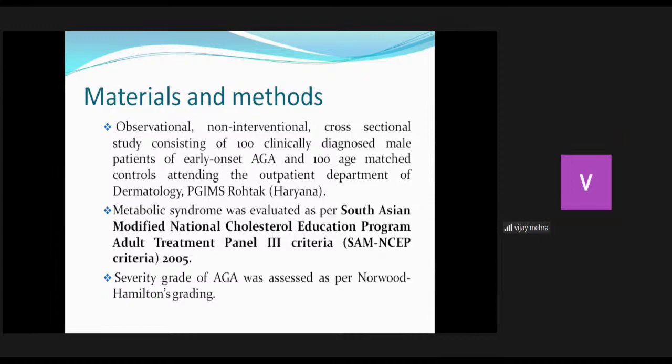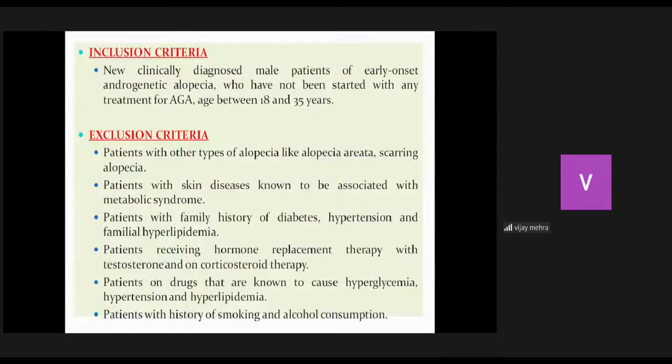Severity of AGA was assessed as per Norwood-Hamilton grading. The inclusion criteria: newly clinically diagnosed male patients of early onset AGA who have not been started on any treatment for AGA, between age 18 and 35 years.